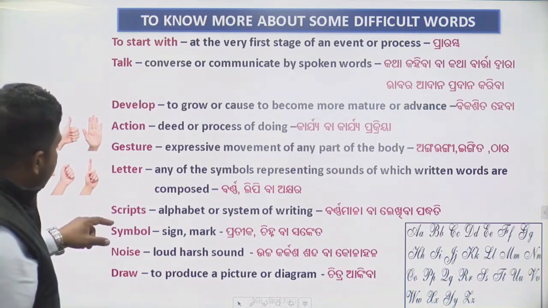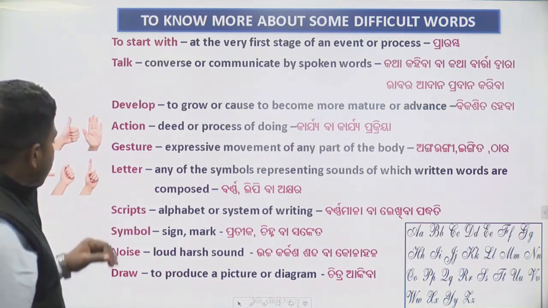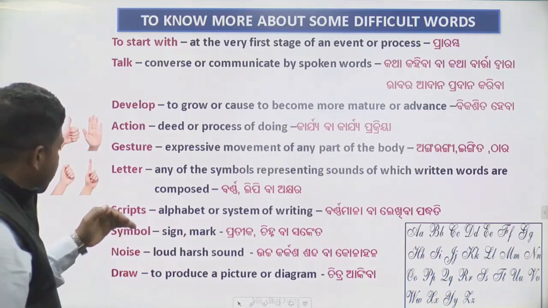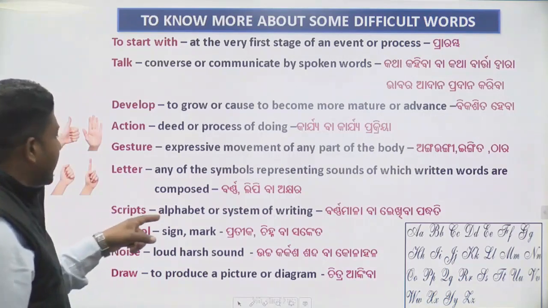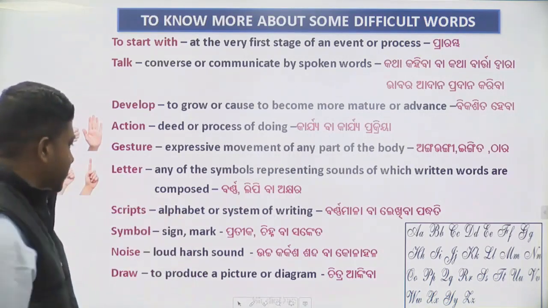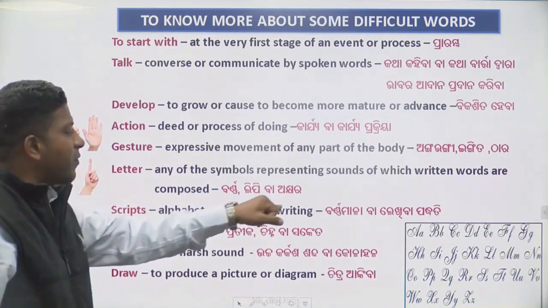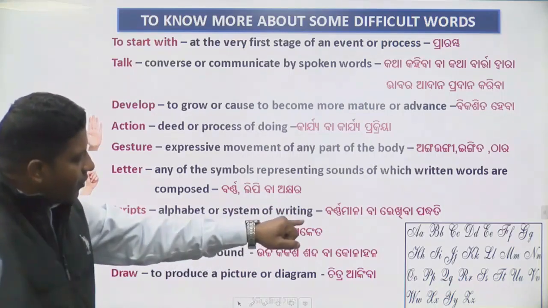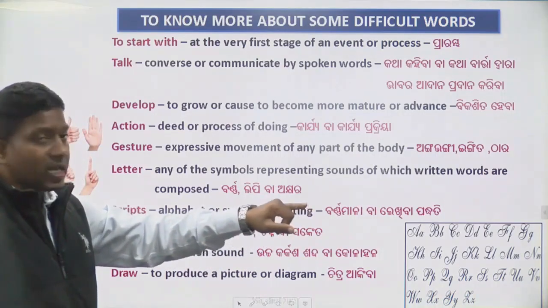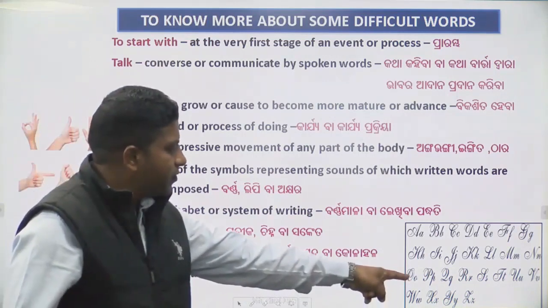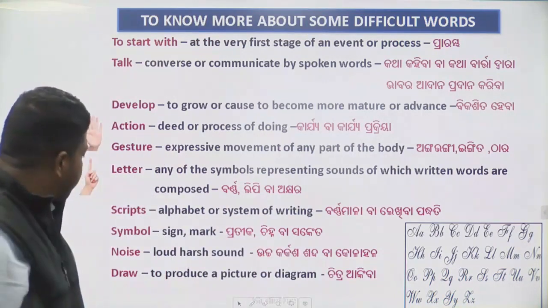Alright, the next word is scripts. What does it mean? According to your book, according to your lesson, scripts means alphabets or letters. But it also means system of writing. In Odia, we call it Varnamala ba Lekhiba Podhati. Here you can see the picture of some scripts, alright, English scripts.